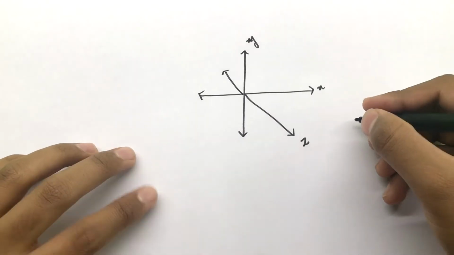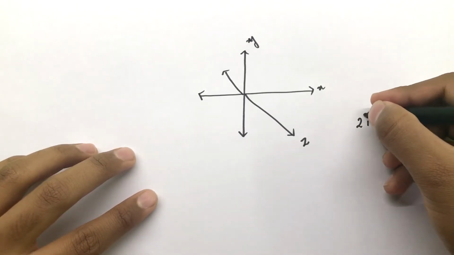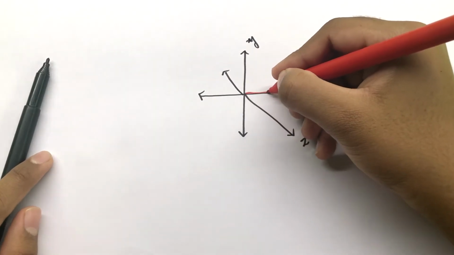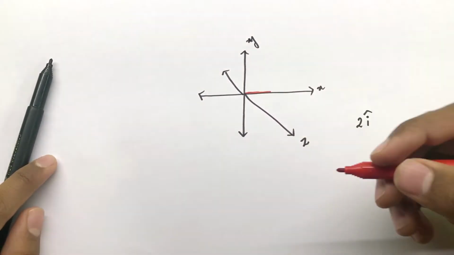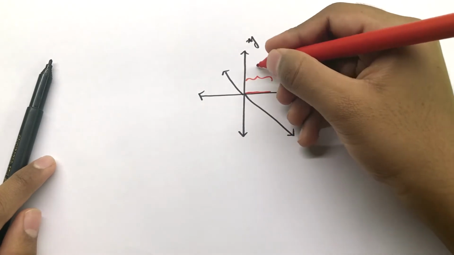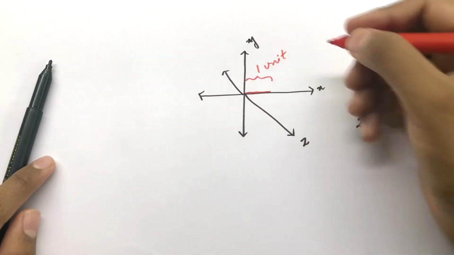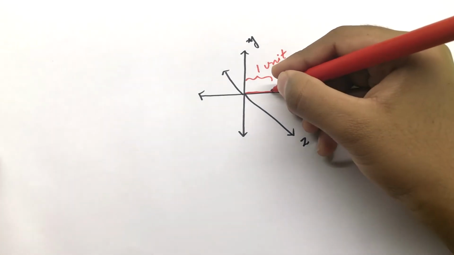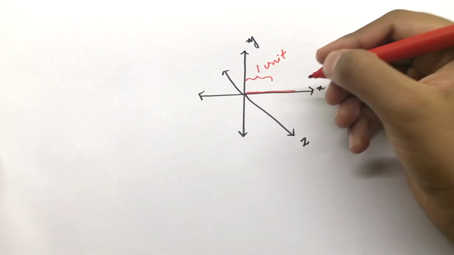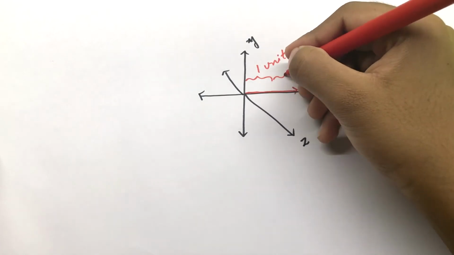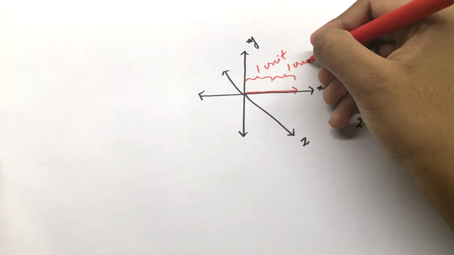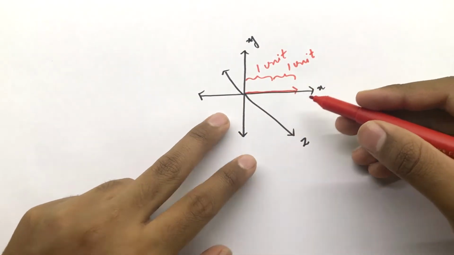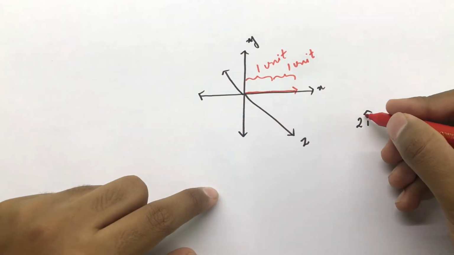Okay, so now when I say a vector called 2 i cap, we know that i cap vector is basically a vector over here along the x-axis whose magnitude happens to be 1 unit. So when I say 2 i cap, all that we have to do is draw one more i cap such that the magnitude of this also happens to be 1 unit. So in total, this vector is a longer line with twice the length of i cap.